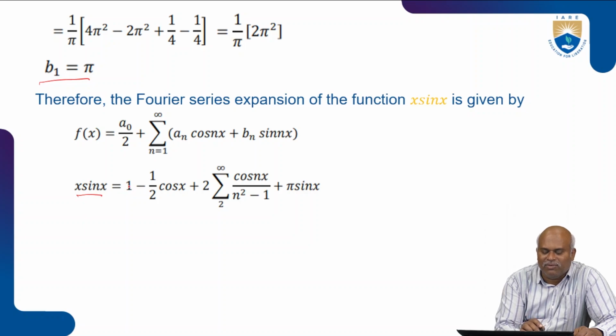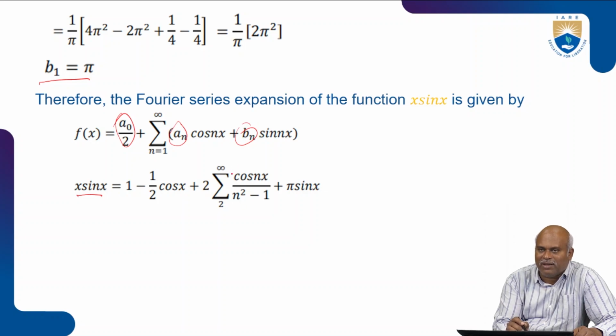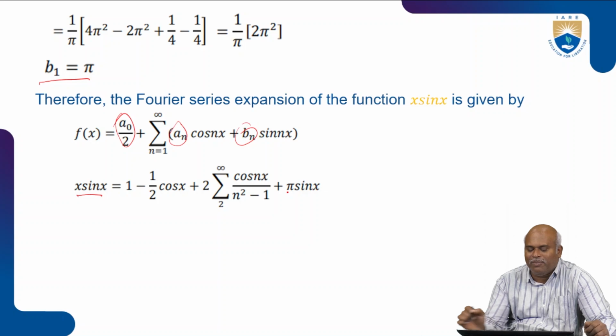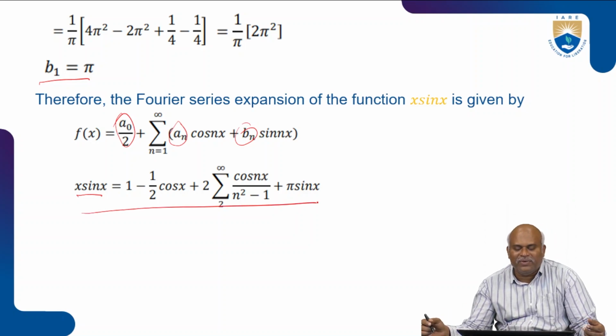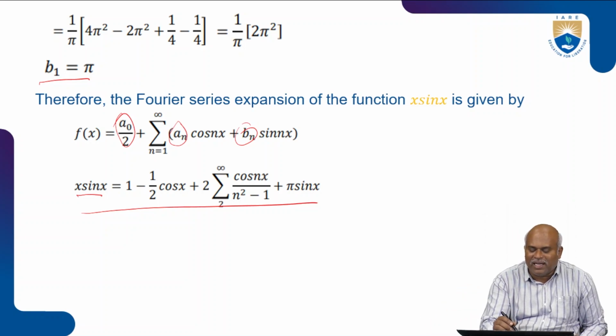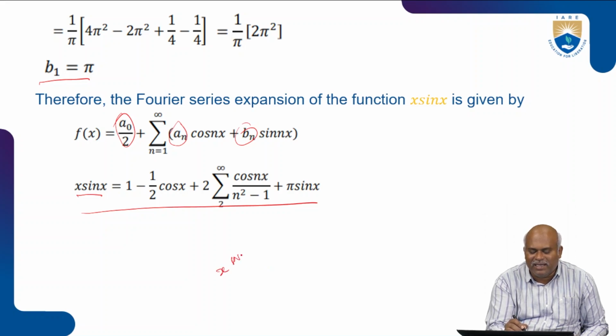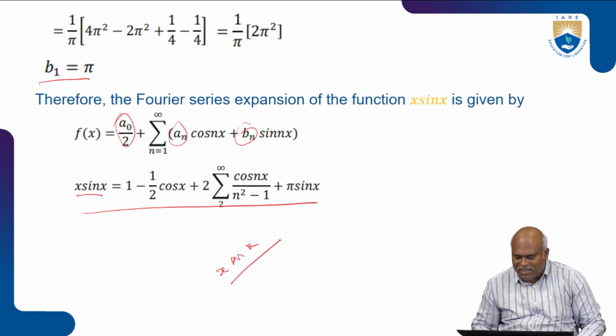Then that value is equal to 1 minus 1 by 2 cos x. So, we substitute for a0, an and bn: 1 minus 1 by 2 cos x plus 2 times the summation from n equal to 2 to infinity of cos nx by (n square minus 1), plus pi sin nx. This is represented as a Fourier series of trigonometric condition for the given signal. What is the given signal? x sin x. Okay, this is the given signal.